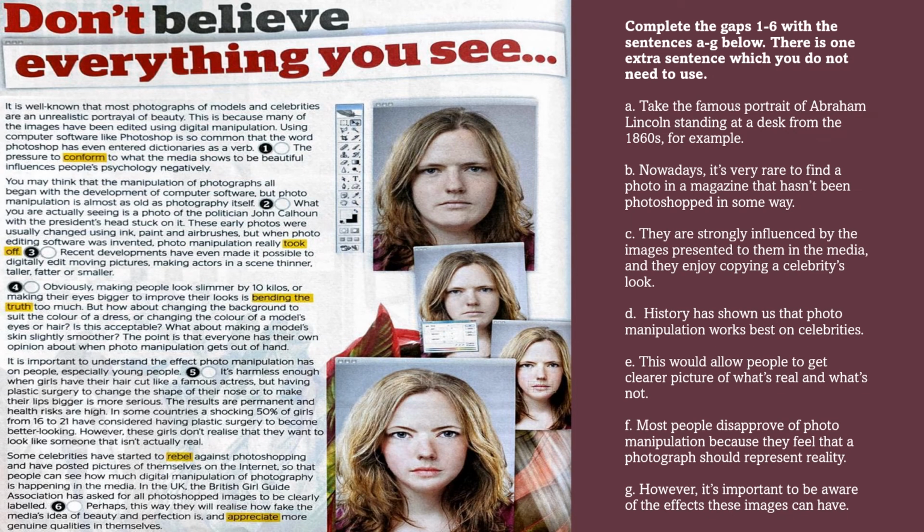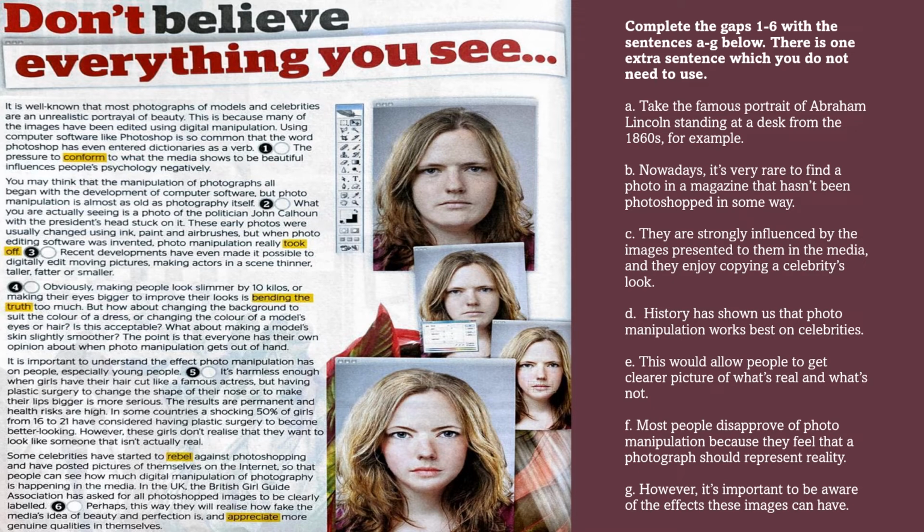Now, complete the gaps of 1 to 6 with the sentences from A to G below. There is one extra sentence which you do not need to use. Let's look at the sentences. A. Take the famous portrait of Abraham Lincoln standing at a desk from the 1860s, for example. B. Nowadays, it's very rare to find a photo in a magazine that hasn't been photoshopped in some way.